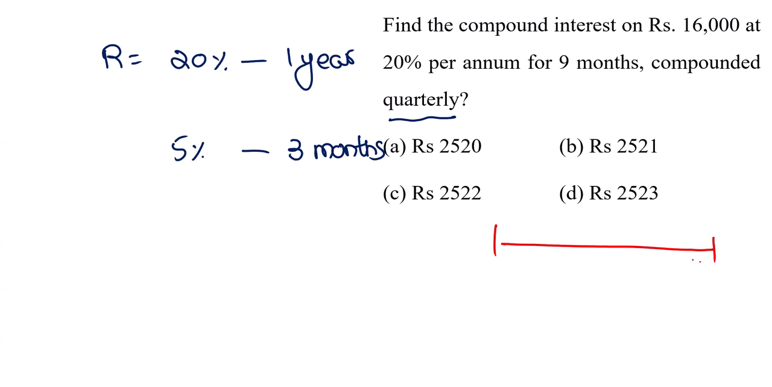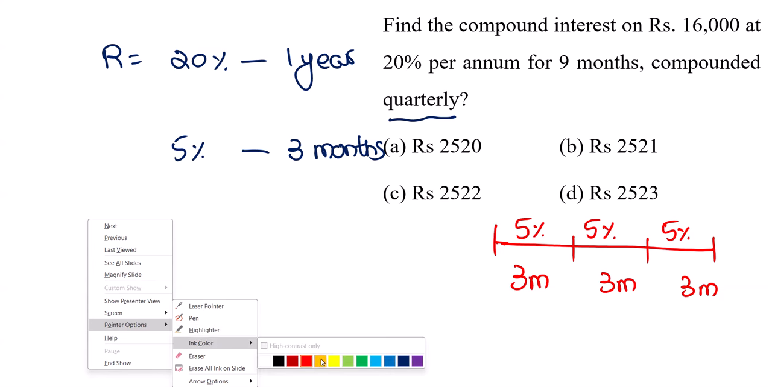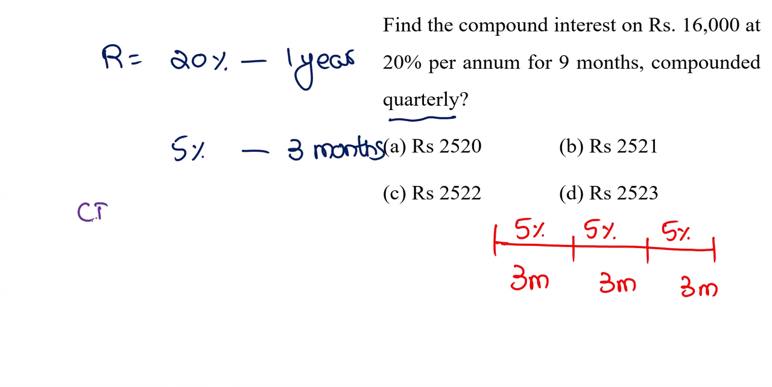Now you want 9 months. In 9 months, you have 3 quarterlies. 3 months, 3 months, 3 months. 9 months, we have 3 quarterlies. Here 5%, here 5%, here 5%. For every quarterly, 5, 5, 5 like that. So now 1600, first quarterly, what is the amount is 5% of 1600.